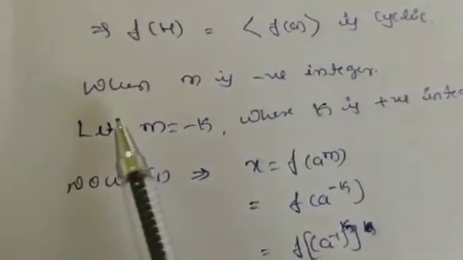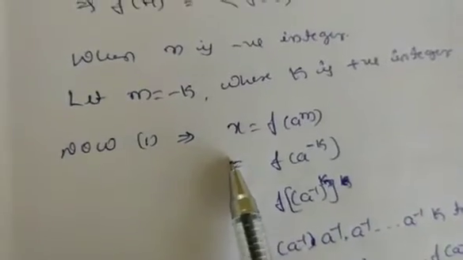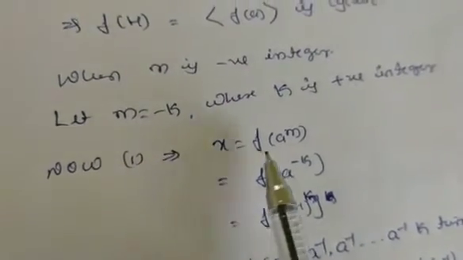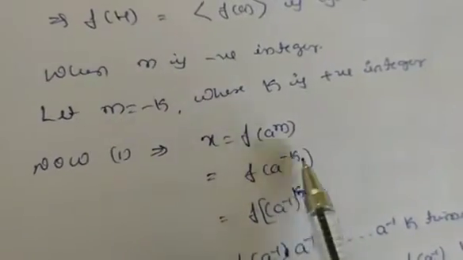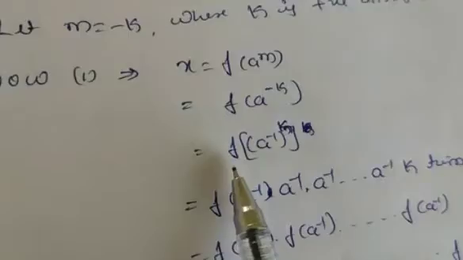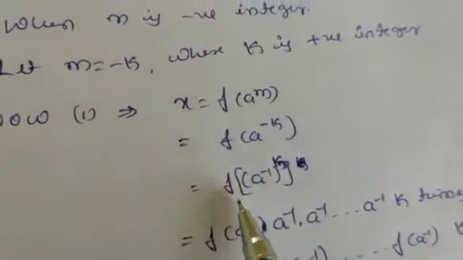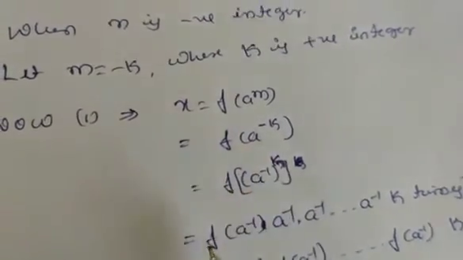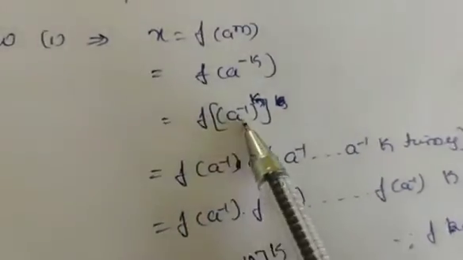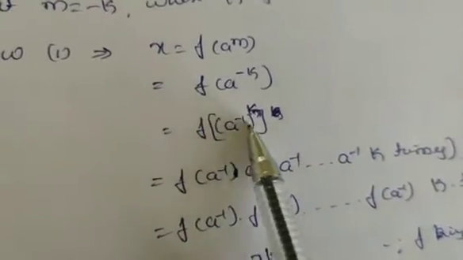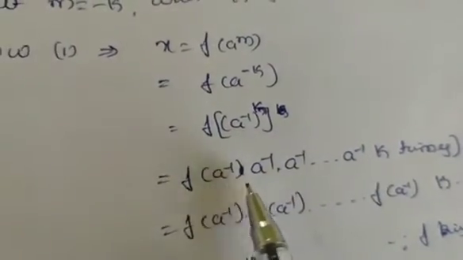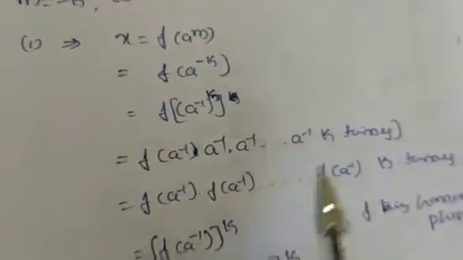Now take one more case, when m is a negative integer. Let m be equal to minus k, where k is a positive integer. Now equation 1, x is equal to f of a raised to m, implies f of a to the power of minus k. This a to the power of minus k can be taken as a inverse to the power of k. So it is f of a inverse into a inverse up to k times.